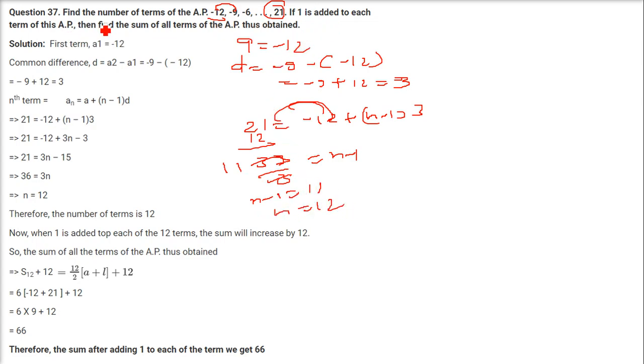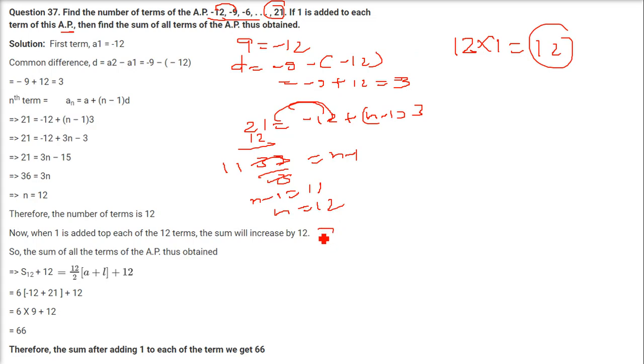Now if 1 is added to each term of this AP, how many terms are there? 12. So 12 terms are there, and I am adding 1 to each. So 12 into 1, 12 will be added to the sum of this. I hope you got the idea. 12 numbers are there, and we are adding 1 to each. So 12 is added to the sum of this AP. So if I find the sum of this one and add 12, that will also be okay.